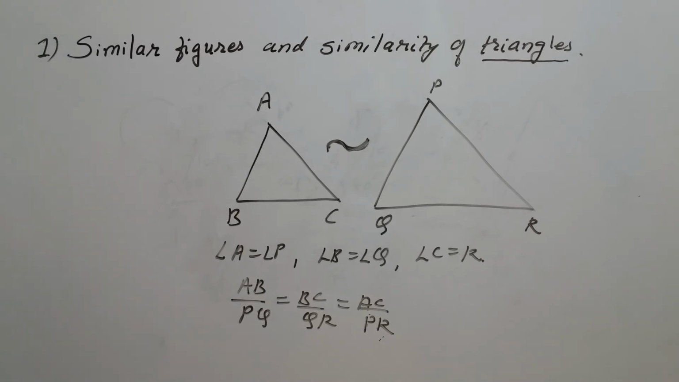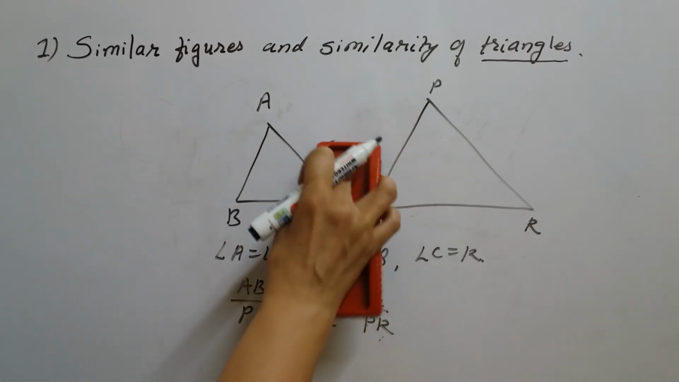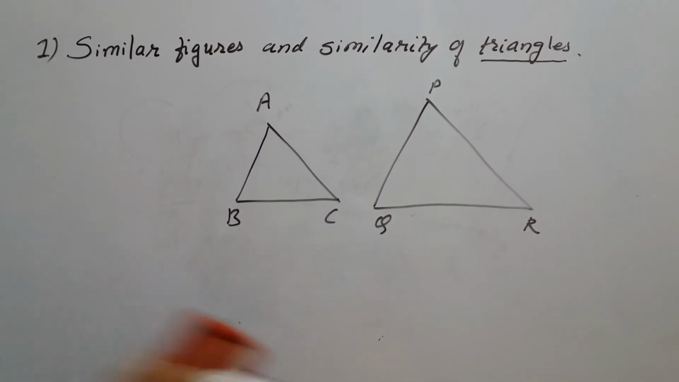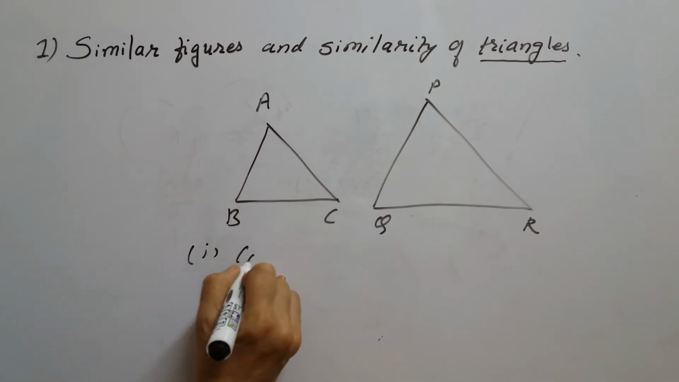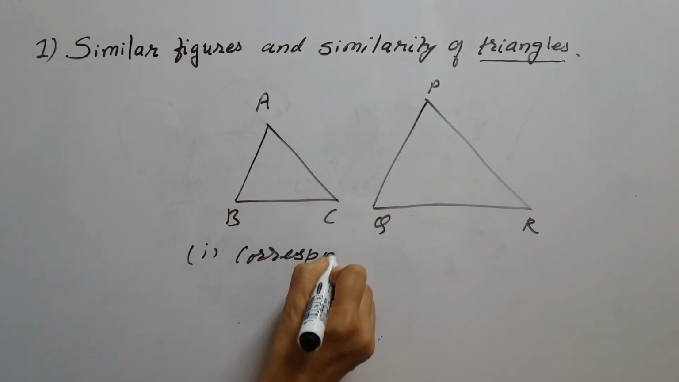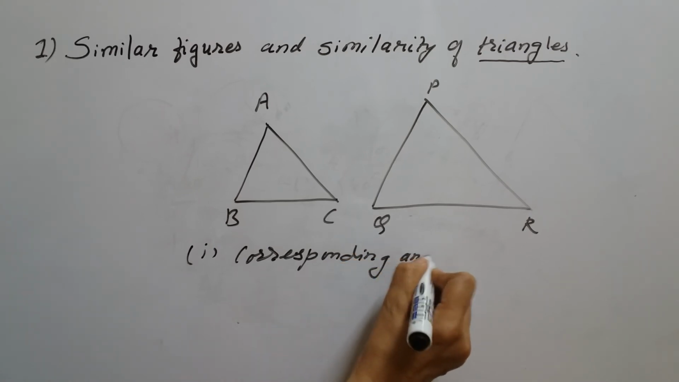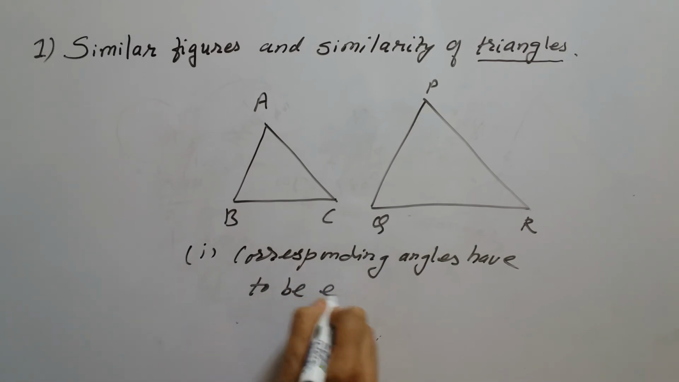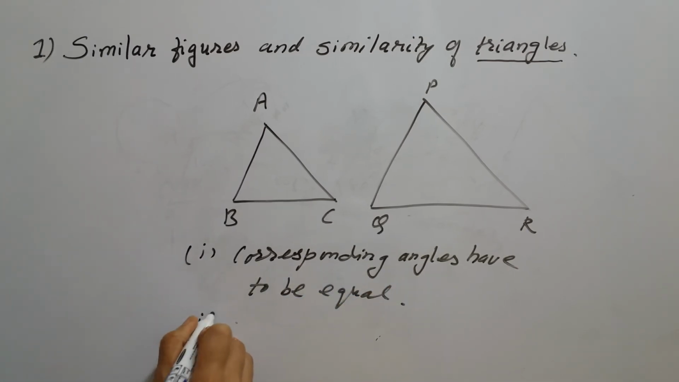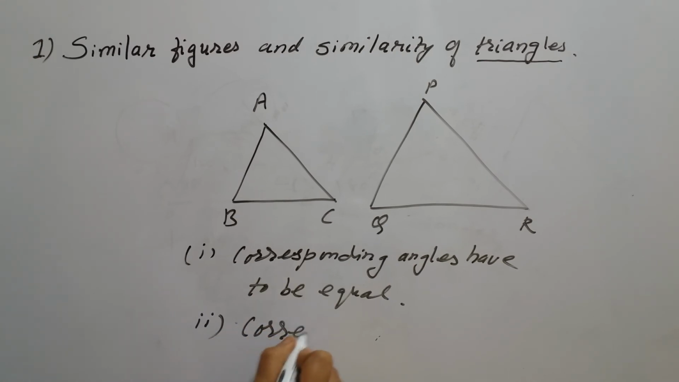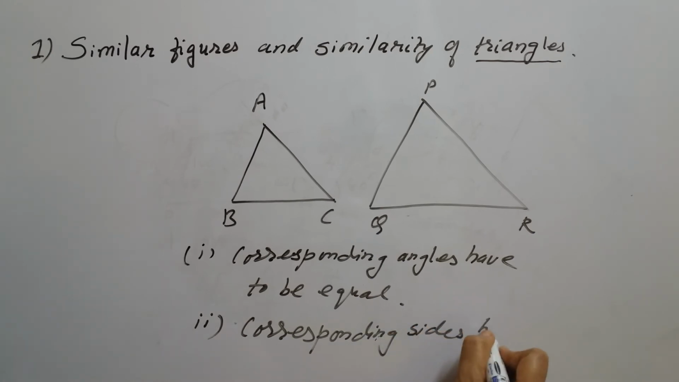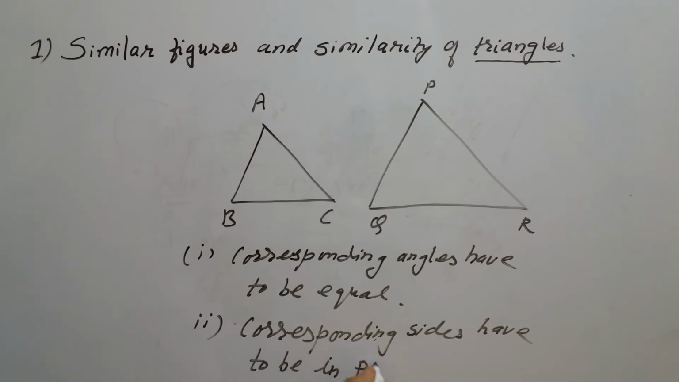Okay. So for two triangles to be similar, there are two conditions. Condition number 1 is corresponding angles have to be equal. Second condition is corresponding sides have to be in proportion.